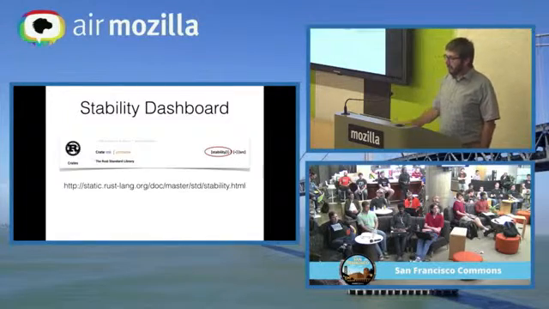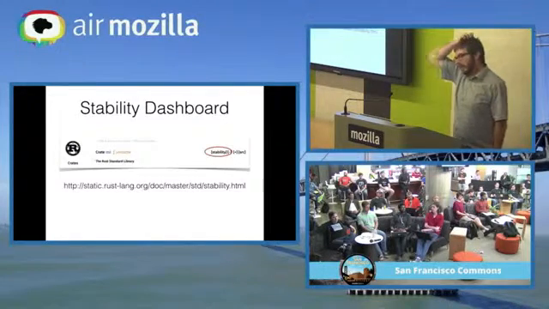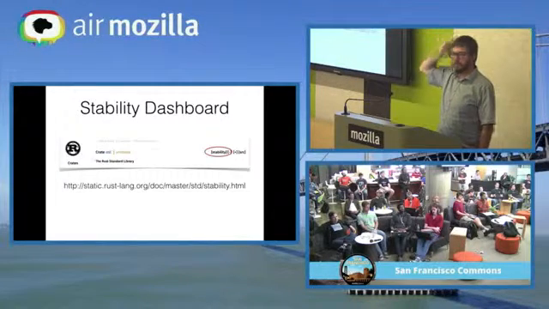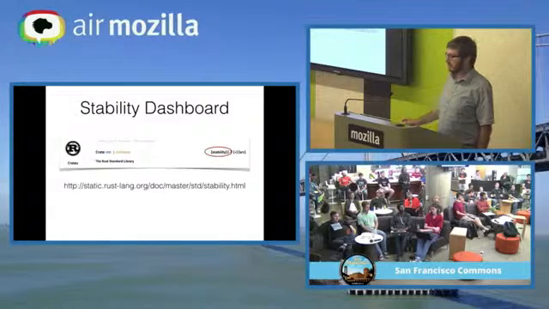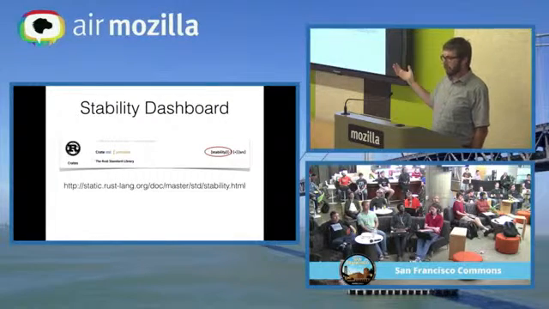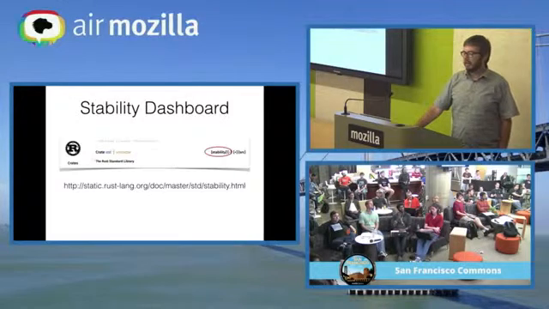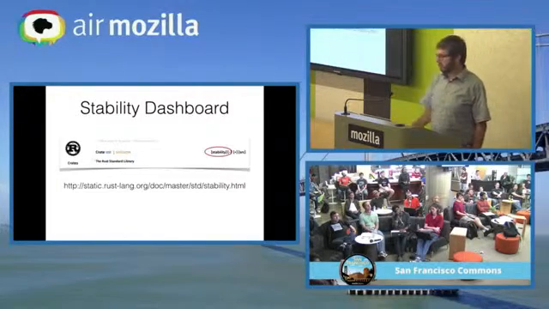So part of the work that I've been doing along these lines is some infrastructure work to let us and you track the stabilization process. If you go to any Rust doc, there's a link at the top of the crate that gives you what we call the stability dashboard.